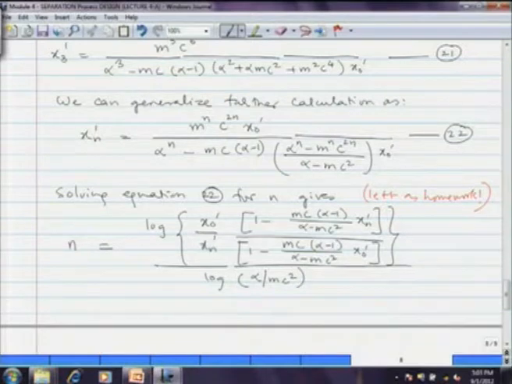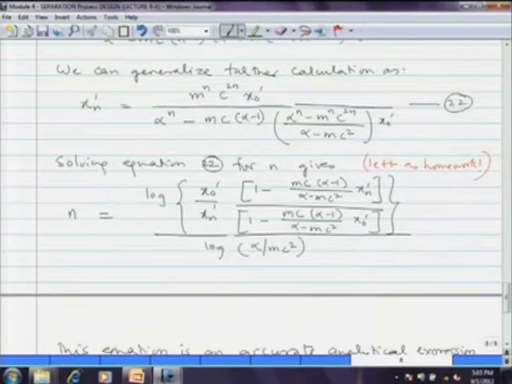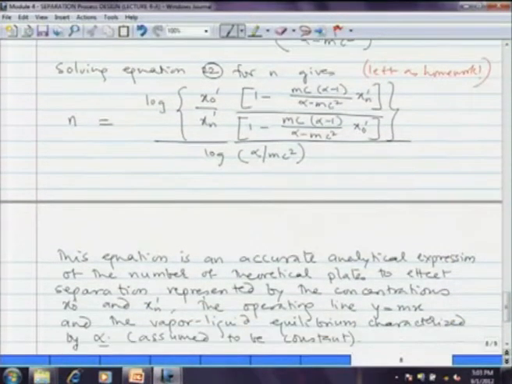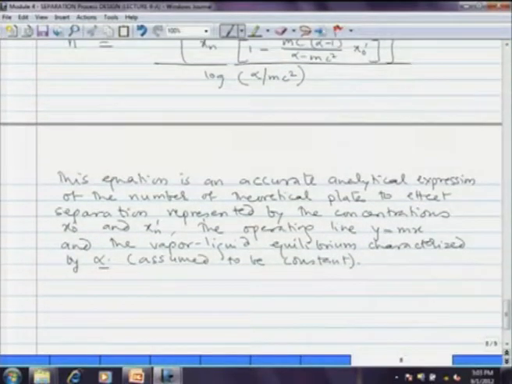So, you can take log on both sides and then rearrange this equation explicit in terms of n. So, n is equal to log of x0 dash divided by x n dash into bracket 1 minus m c alpha minus 1 into x n dash divided by alpha minus 1 alpha minus m c square, divided by 1 minus m c alpha minus 1 divided by alpha minus m c square into x0 dash, and the whole numerator divided by log alpha divided by m c square.